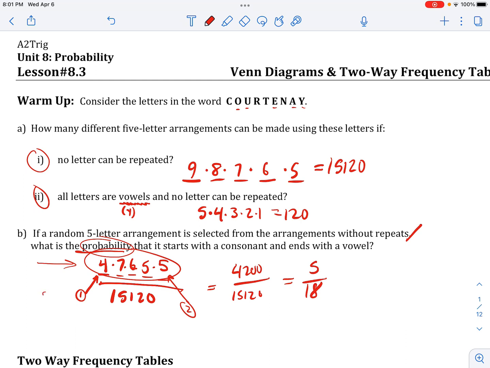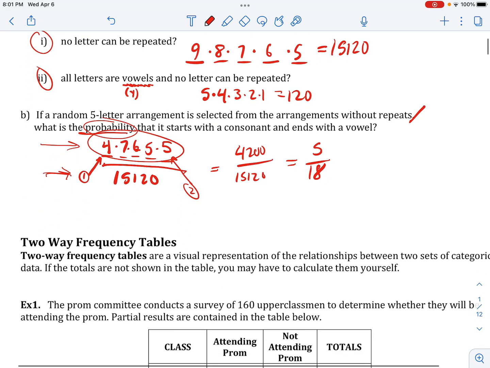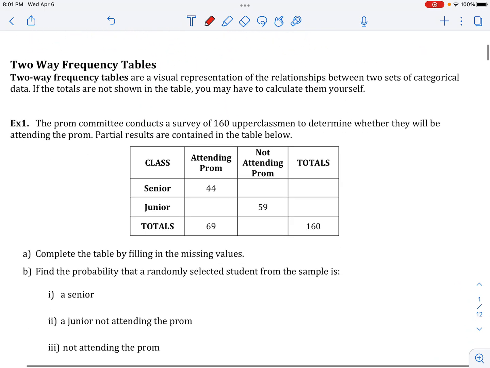You have to have a numerator and a denominator, so just be ready for that. They do that a lot. You'll see that in the warm up for the next lesson, also for 8-4.